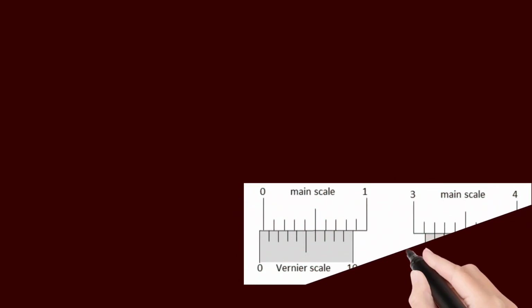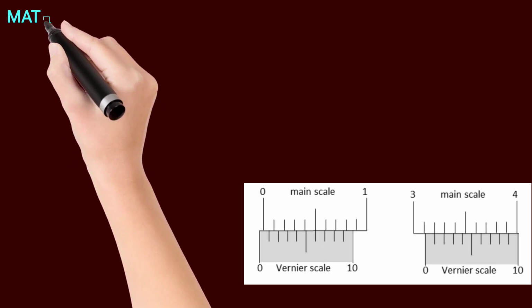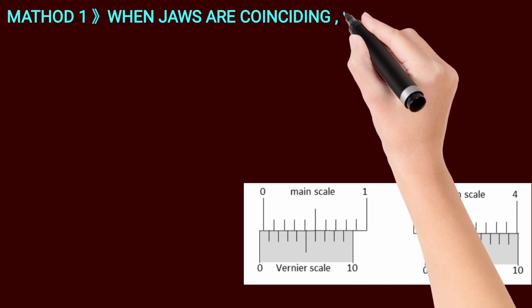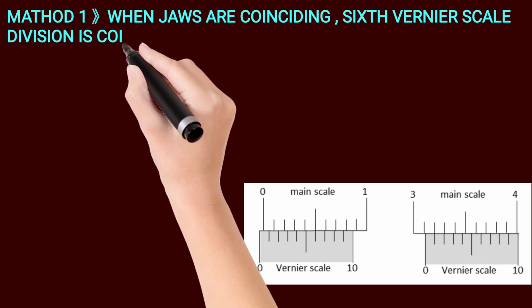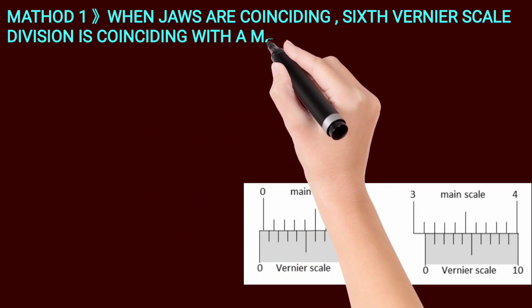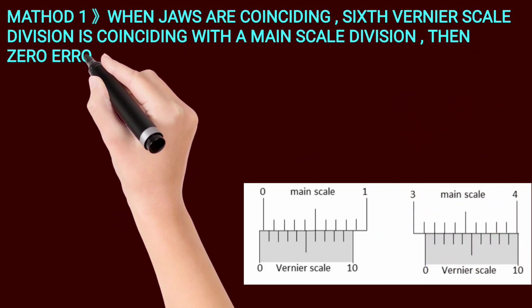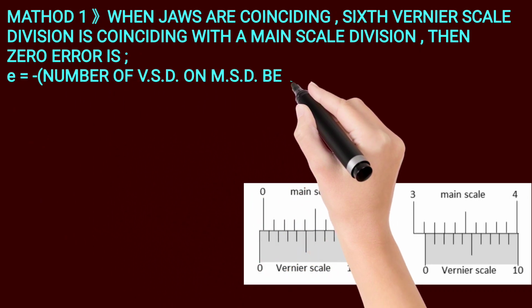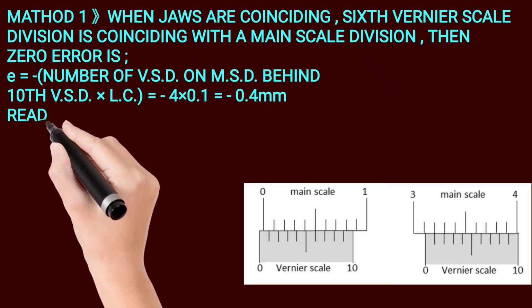Now I am going to show you the question diagram again. Left side, when the jaws are coinciding. Method number 1. Here we can see when the jaws are coinciding, the 6th vernier scale division is on a main scale division. How do we calculate the zero error? It is a negative zero error. Number of vernier scale divisions behind it, the 10th vernier scale division, into the least count. It is equal to minus 4 into 0.1, that is minus 0.4 millimeter.